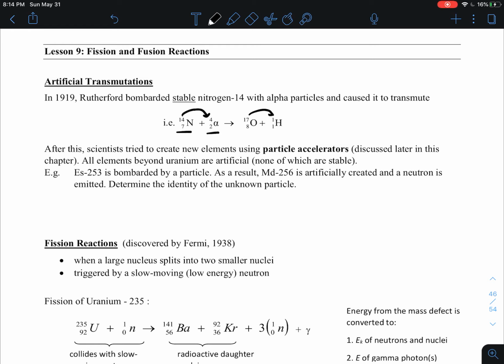Once again, nitrogen was stable, but technically it turned it into an unstable particle, which then was able to produce oxygen. All right, after this, scientists tried to create new elements by accelerating particles and launching them into other elements.